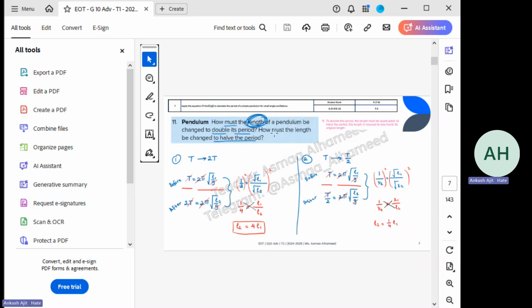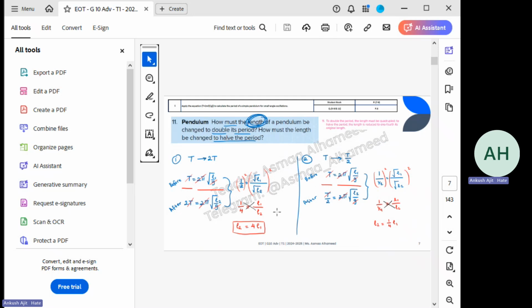Okay. This next one is very important. How much will the length of the pendulum change to double its period? And how much will the length change to halve the period? So T will become 2T. Before, T equals 2 pi root L1 upon G1, and after the change it will be 2 pi root L2 upon G2. This is equation one and this is equation two. We're asking how much the length of the pendulum will change to double its period.